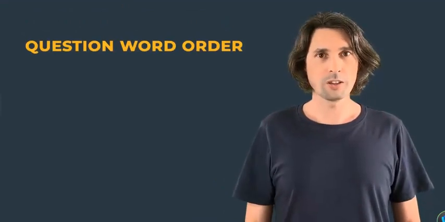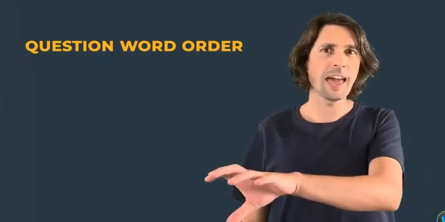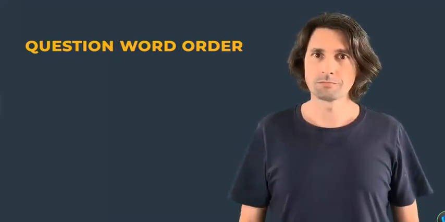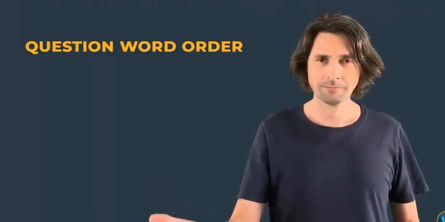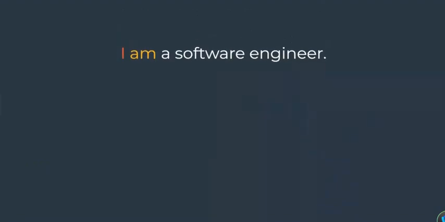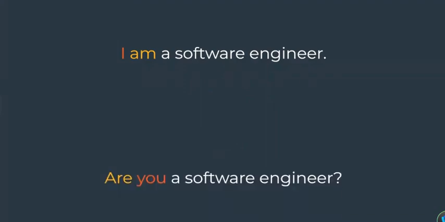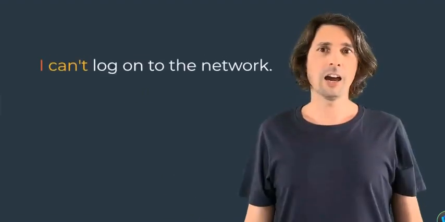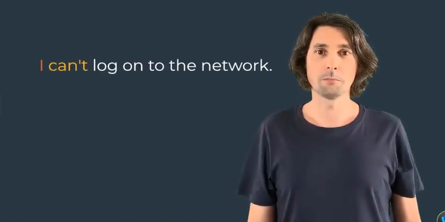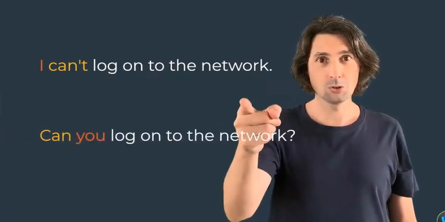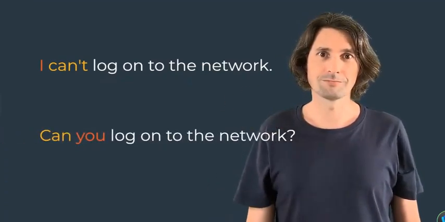The first and most common type of inversion is the question word order, where the auxiliary or modal verb jumps ahead of the subject. Let's look at a regular sentence. I am a software engineer. To make it a question, we invert the subject and the auxiliary verb. So this becomes, are you a software engineer? I can't log on to the network. Becomes, can you log on to the network?